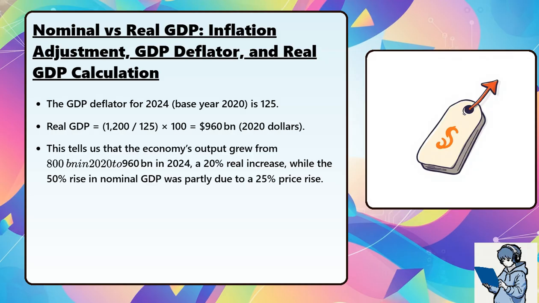This tells us that the economy's output grew from $800 billion in 2020 to $960 billion in 2024, a 20% real increase, while the 50% rise in nominal GDP was partly due to a 25% price rise.